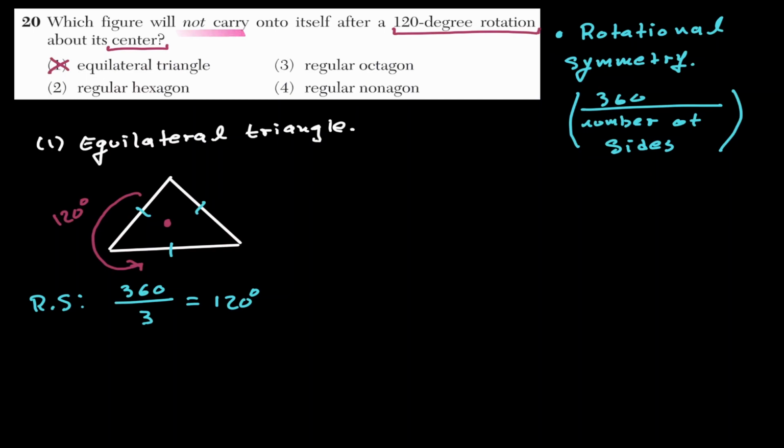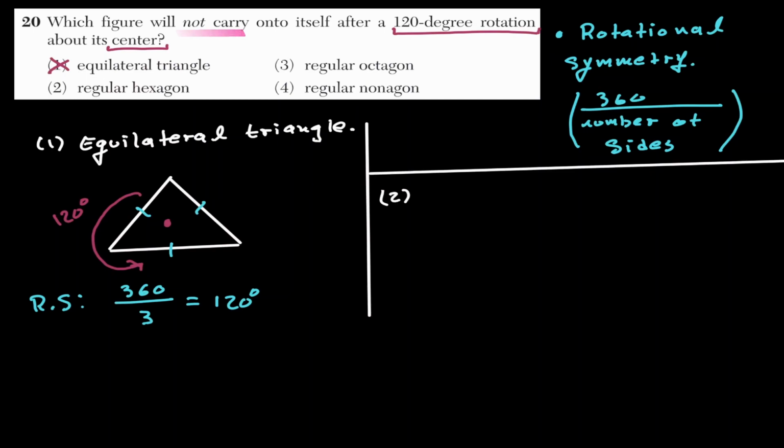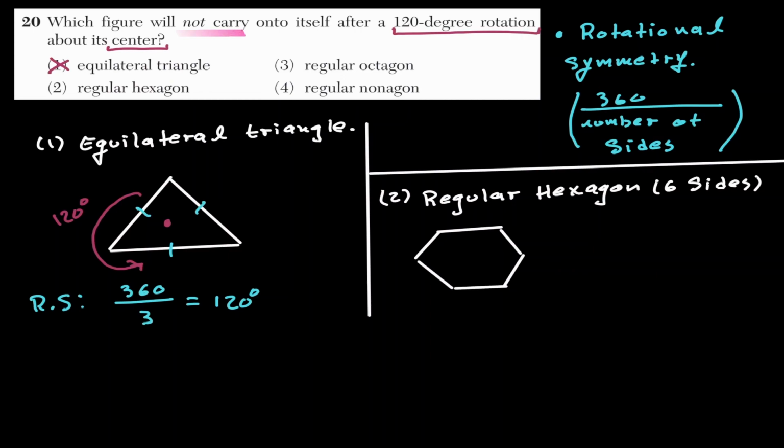Let's look at option number 2, a regular hexagon. A hexagon will have 6 sides, so let's draw that. Now let's find its rotational symmetry. That will be 360 divided by 6, which is equivalent to 60 degrees. Now, maybe at this point, you might be saying, well, obviously 60 is not equivalent to 120, so therefore the correct option is number 2.